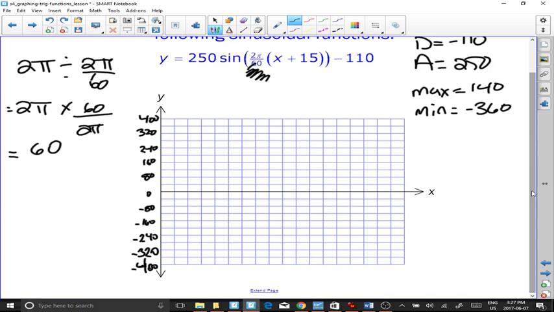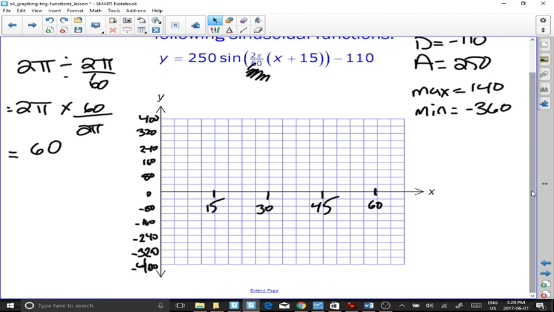So here we go. 3, 4, 5, 6, 7, 8, 9, 10, 11, 12, 13, 14, 15, 16. We still have 18. So I'm going to put 60 right here. And that means that this is 30. This is 15, and that's 45. We've got 1/4, 1/2, and 3/4 of a period, all labeled on the x-axis.